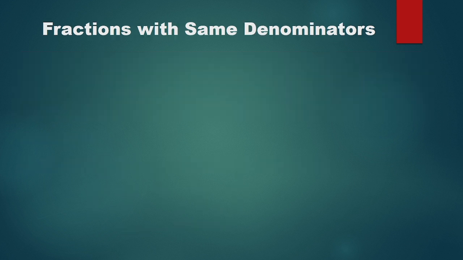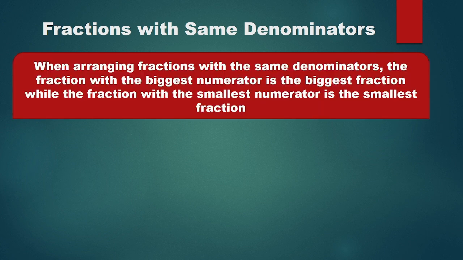Let's go into fractions with the same denominators now. When arranging fractions with the same denominators, the fraction with the biggest numerator is the biggest fraction, while the fraction with the smallest numerator is the smallest fraction. I'll take that again. When arranging fractions with the same denominators, the fraction with the biggest numerator is the biggest fraction, while the fraction with the smallest numerator is the smallest fraction.